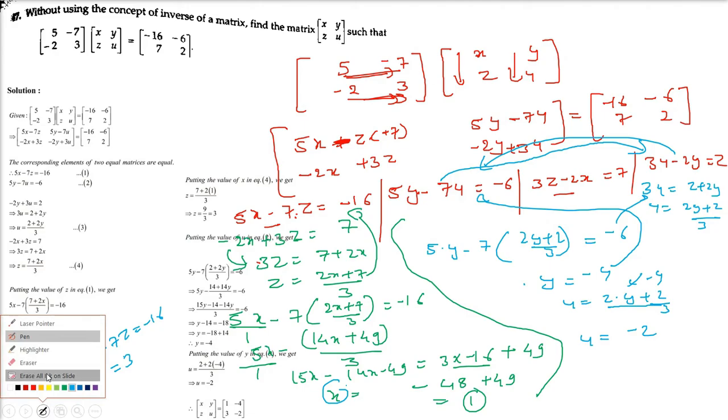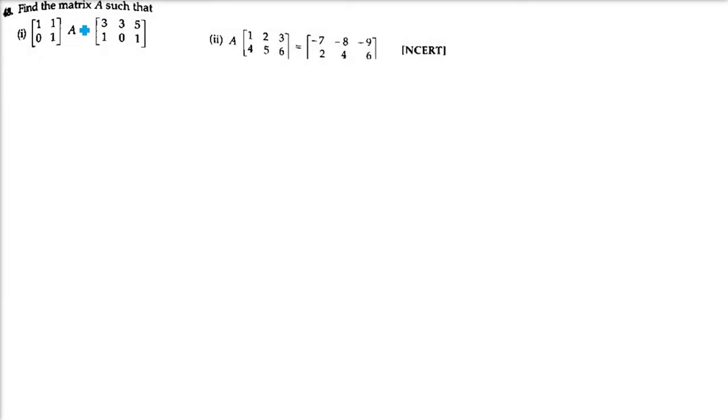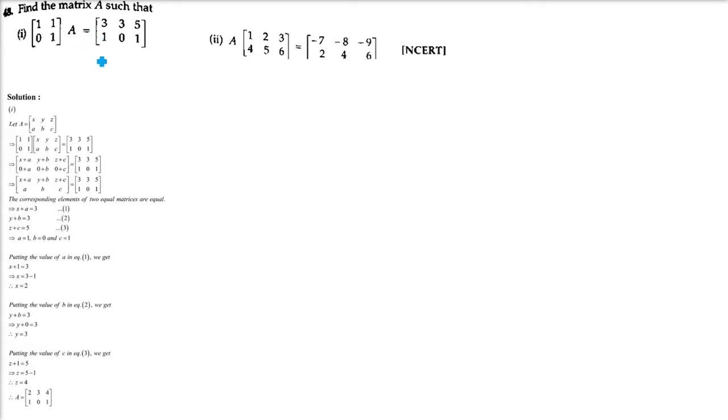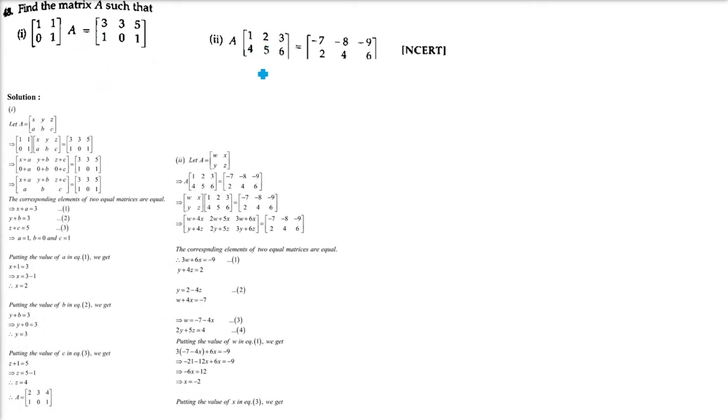So let me show you here how all these values have come, if you ever want to do it in your copy, pen use, and in the homework, for example. Find the matrix A such that this one and this one. So this is kind of the same question we have done just now. Okay, we'll take any one of these. Let us take the second part.